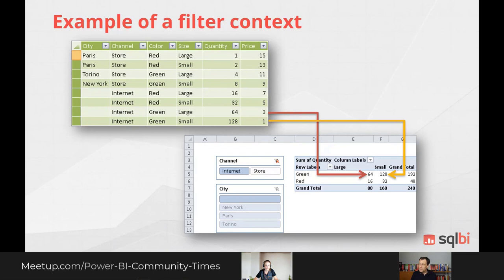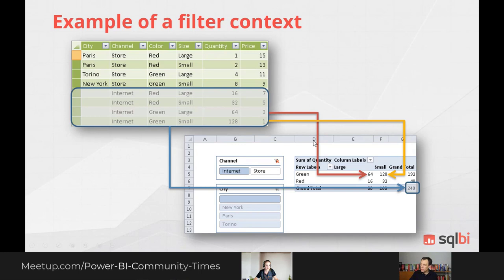Different cell, different set of filters. But when we look at the grand total of the pivot table, at this point, we no longer have a filter for the size or the color. We still have a filter for the channel. The channel has to be internet. In this case, we have four rows that have channel equal to internet. And the quantity value here, 240, is the result of the sum of the quantity value for all the rows that satisfy the current filter context.